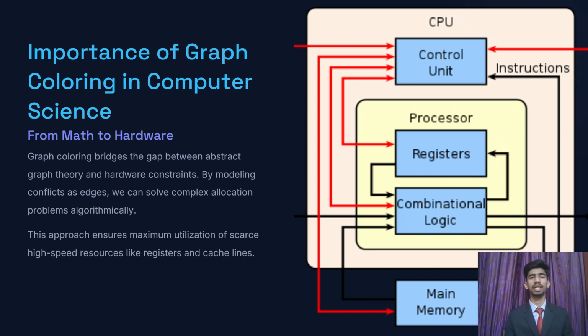Now let us understand the importance of graph coloring in computer science. Many problems in computer science involve limited resources and conflicts. Examples include task scheduling, frequency assignment, and memory management. One of the most important applications among these is register allocation in compiler design, where efficiency directly affects program performance.